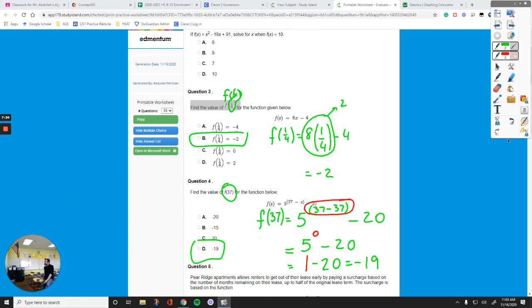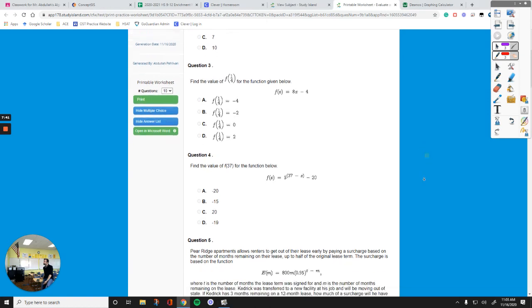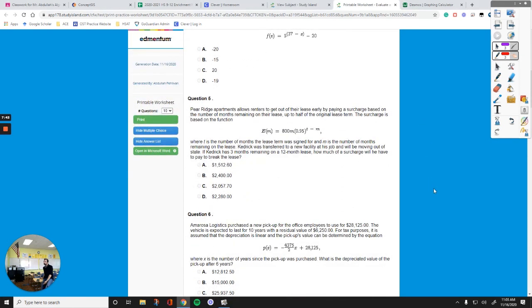Okay, moving on to the next one. Oops, let's clear this out. Okay, let's just check this word problem out. Number 5 and 6 are pretty similar. You are going to plug in a number.